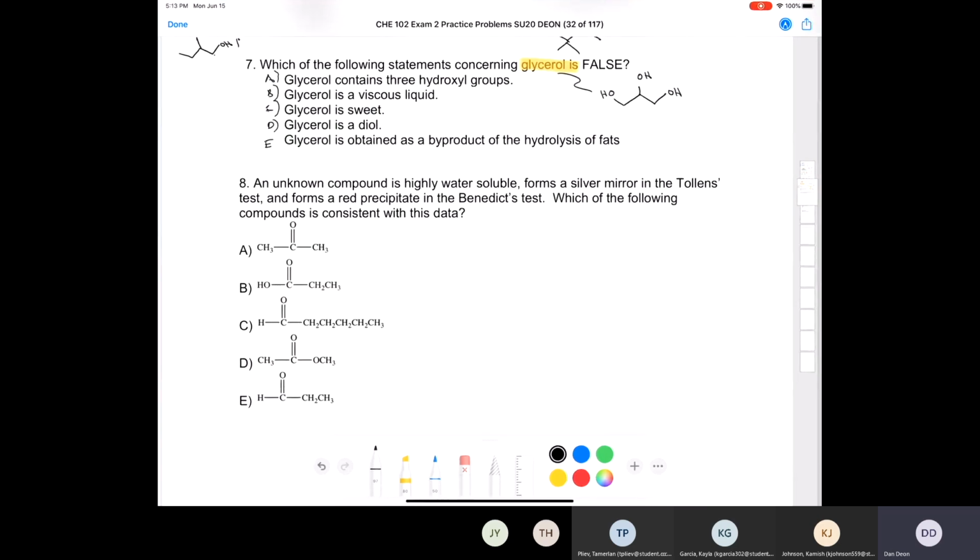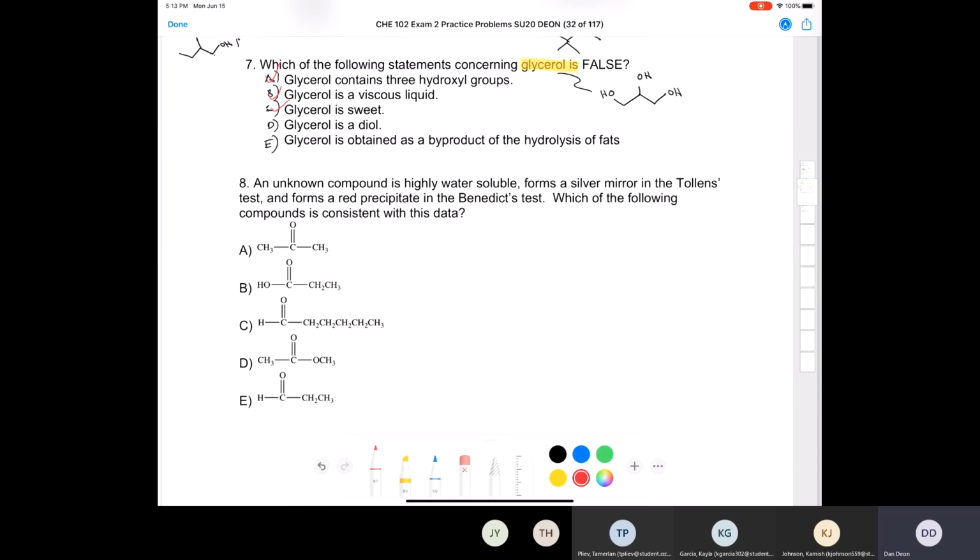It says here, glycerol contains 3 hydroxyl groups. That's true. Glycerol is a viscous liquid. Yes, glycerol is viscous, and the reason why is because there's so much hydrogen bonding going on with all of these hydroxyls. It says here, glycerol is sweet. That is true. That was one of the facts that I told you in the slide presentation.